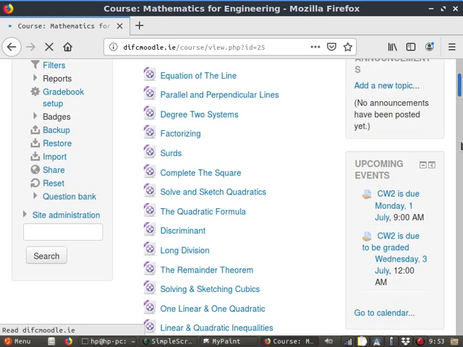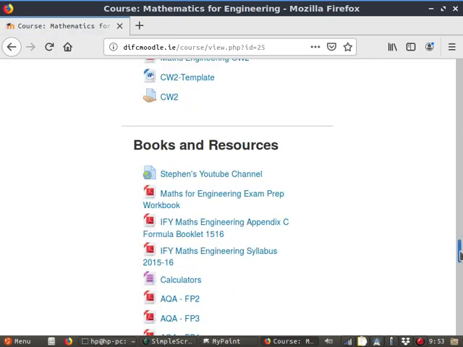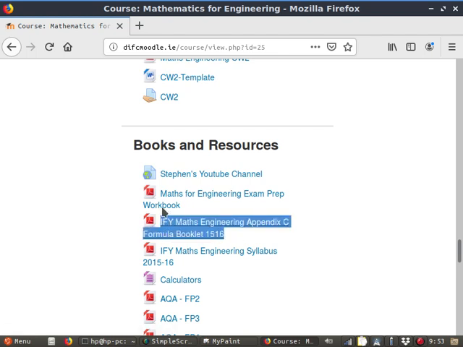It's on Moodle. Here, look. If you go to books and resources, it's the third link under books and resources. Okay. Formula book. Can you see? Yes.